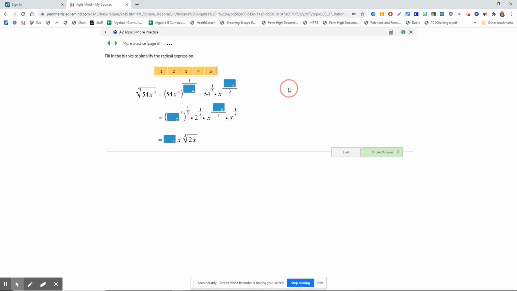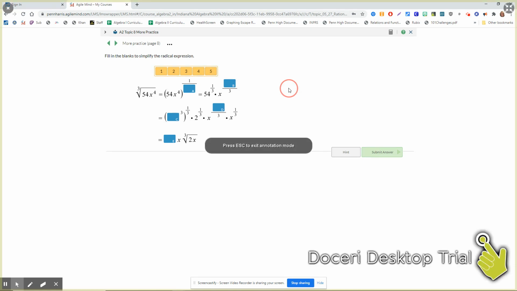Page 8. Guys, this is just walking you through the simplification process. With something under a cube root, that means it's raised to the 1/3 power. This is like saying 54 to the 1/3 times x to the 4/3. And when I simplify this, it gets a little bit confusing.